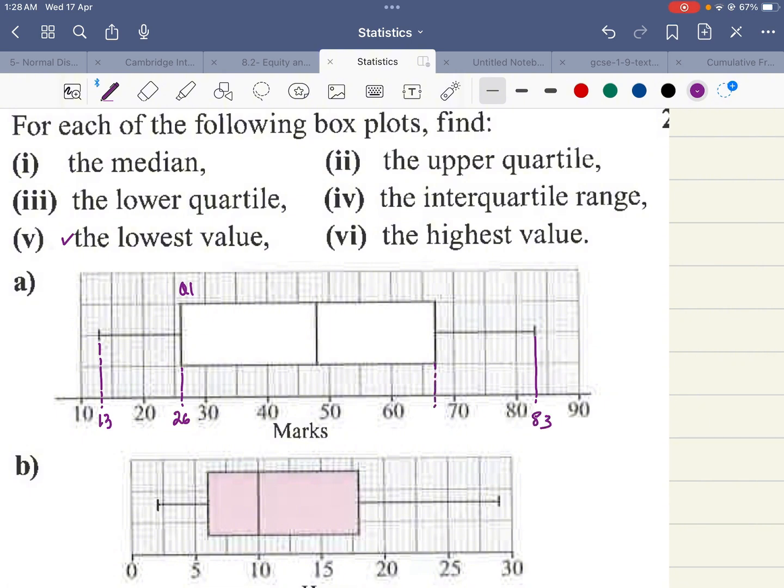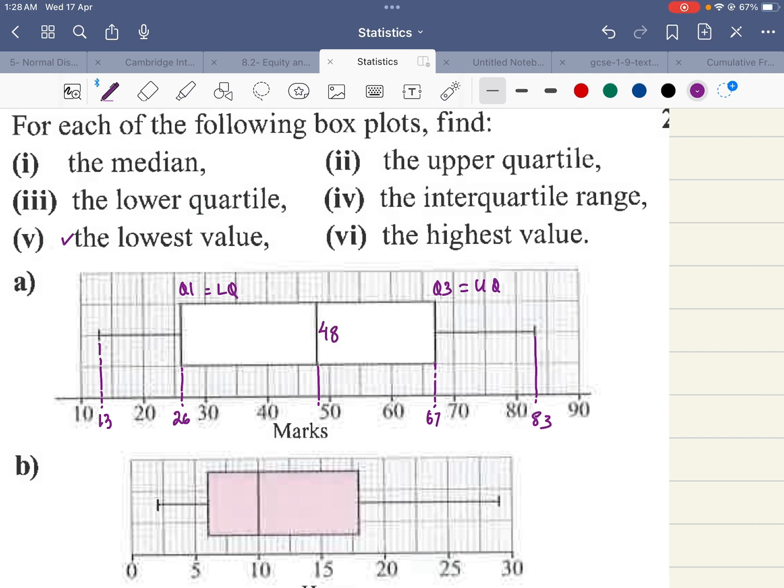Third quartile is 67. Q3, also called the upper quartile. This is the lower quartile. What is the median? Median is 48.